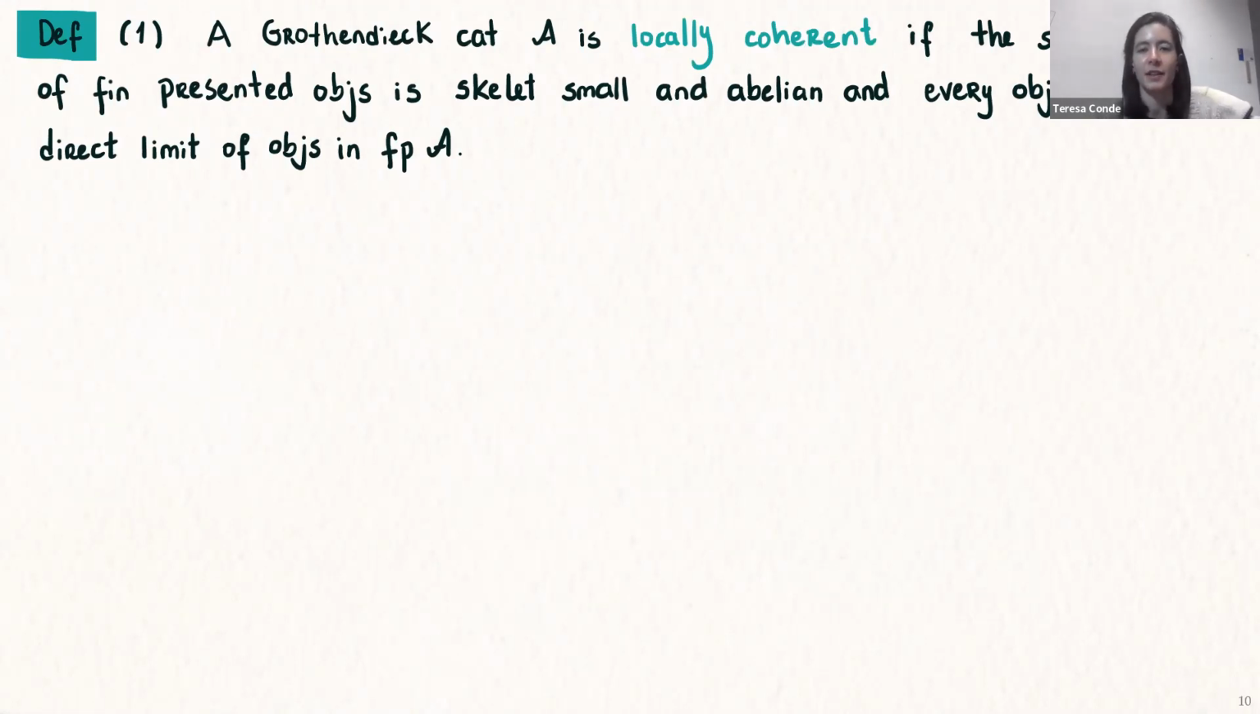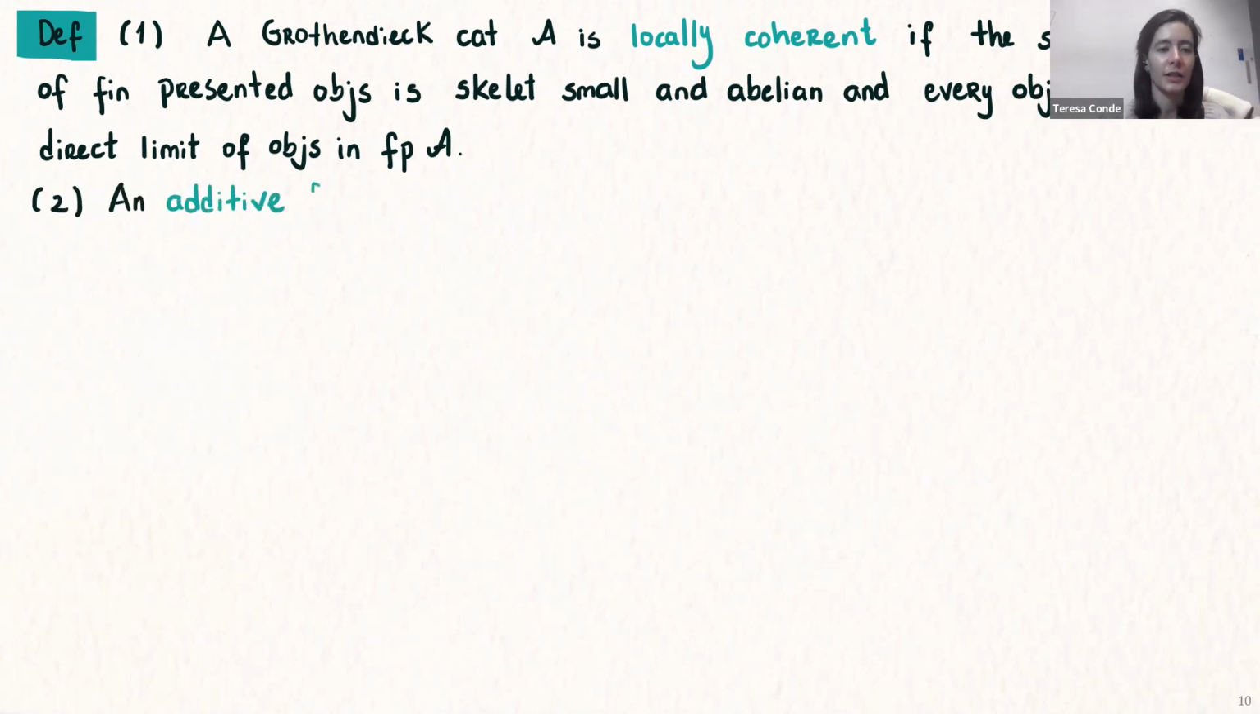But first, I need to remind you of some definitions. Okay, I recall that a Grothendieck category A is locally coherent if the subcategory of finitely presented objects is skeletally small and abelian, and if every object in our category is a direct limit of finitely presented objects. I didn't say what a finitely presented object is, but these are exactly the ones such that Hom from them commutes with direct limits.